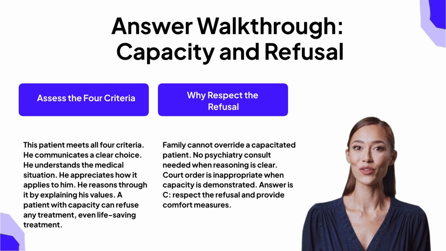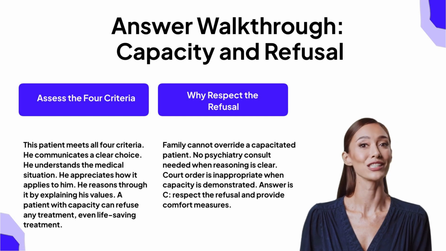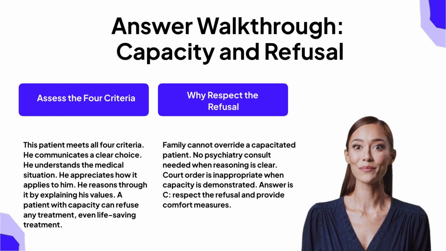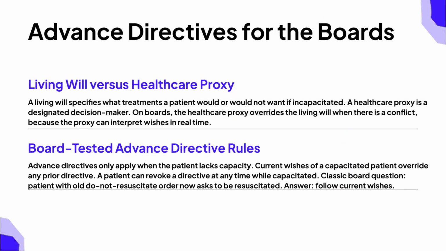This is a classic board question designed to test whether you will protect patient autonomy even when the outcome might be death. Now let us cover advanced directives, another high-yield topic. There are 2 main types you need to know. First, the living will, which is a written document where a patient specifies what treatments they want or do not want if they lose capacity. Second, the healthcare proxy, also called durable power of attorney for healthcare, which is a person the patient designates to make medical decisions on their behalf.